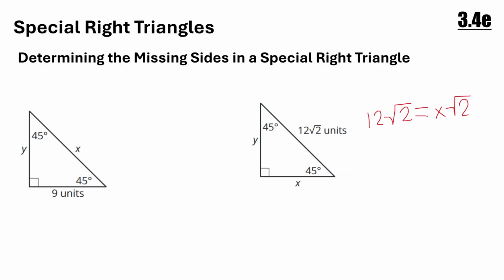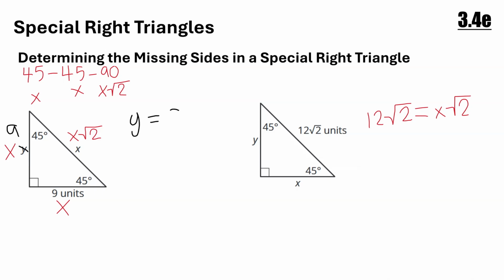The third triangle is a 45, 45, 90 degree right triangle, so we'll have side ratios of x, x, and x times the square root of 2. Sides 9 units and y will have a ratio of x, and side x will have a ratio of x times the square root of 2. Side y will be equal to 9 units, and side x will be 9 times the square root of 3.